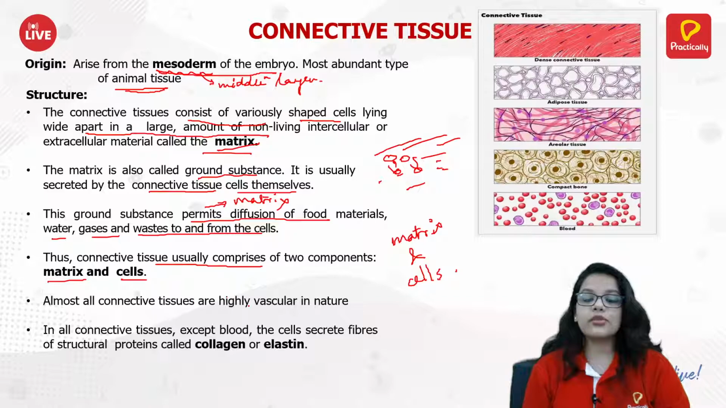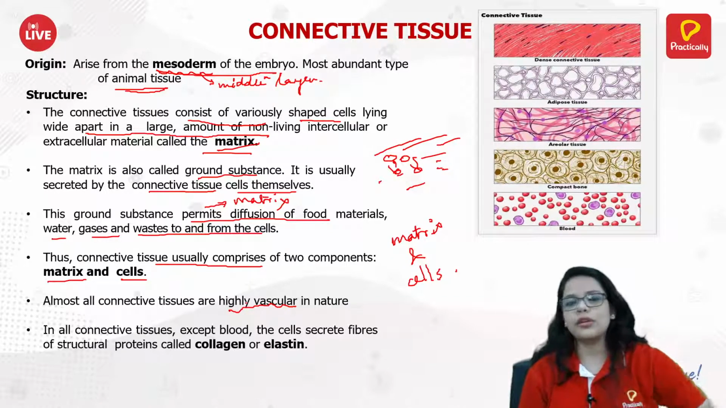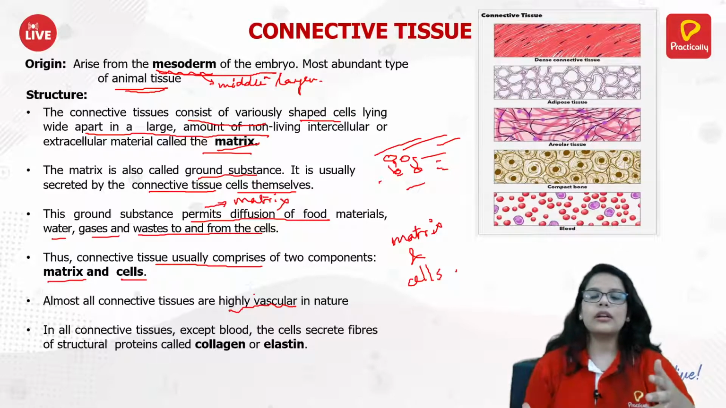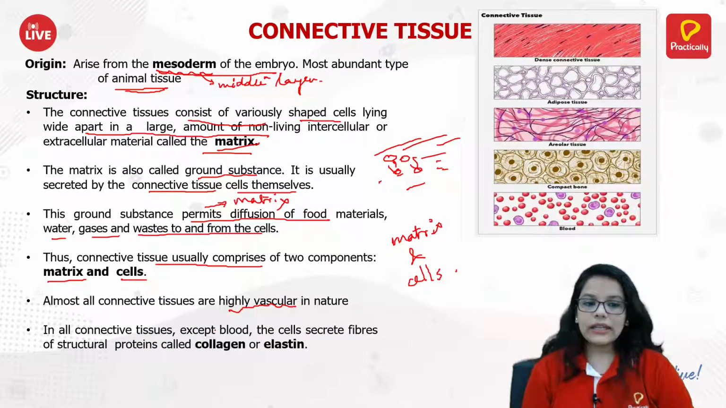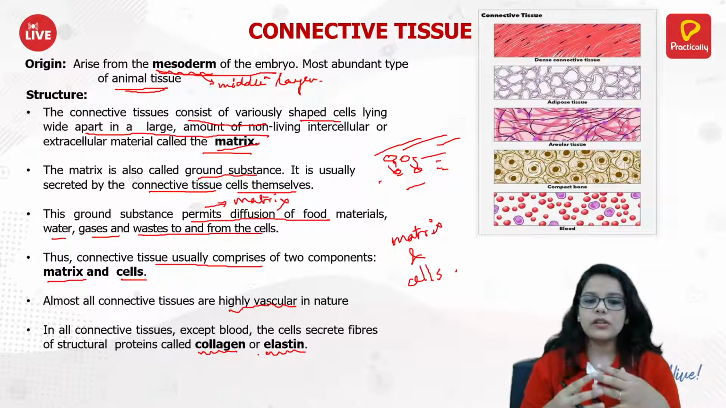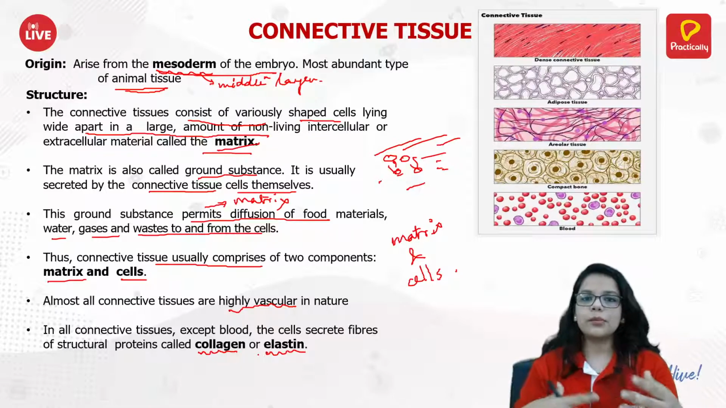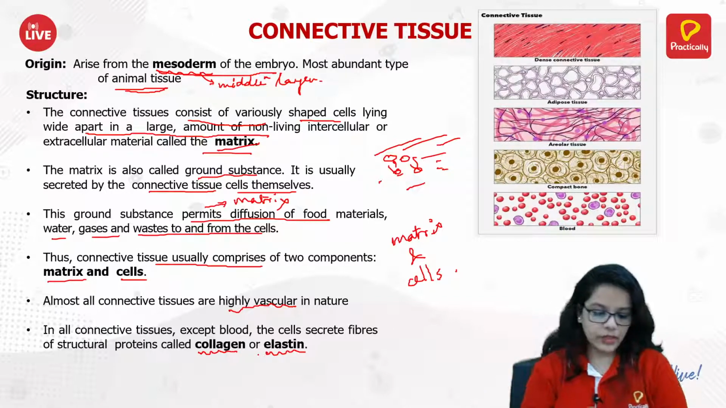Almost all connective tissues are highly vascular in nature. There it was secretion and absorption. Here it is vascular, as in transfer of materials. And all connective tissues except blood secrete structural proteins called collagen or elastin. They produce fibers in the form of collagen or elastin.